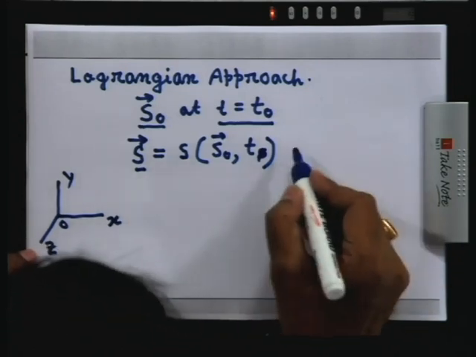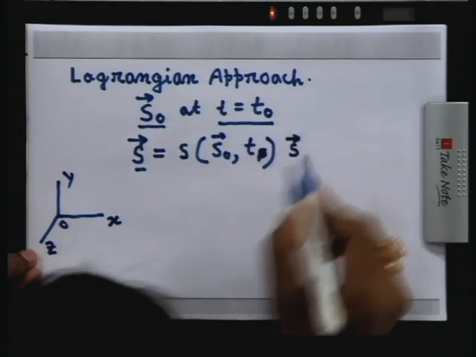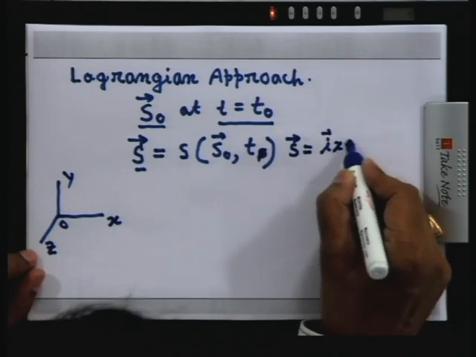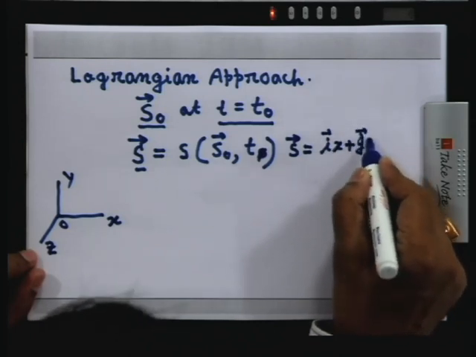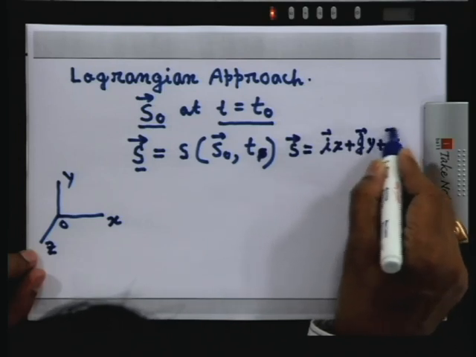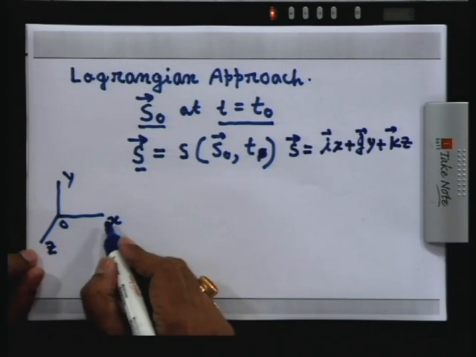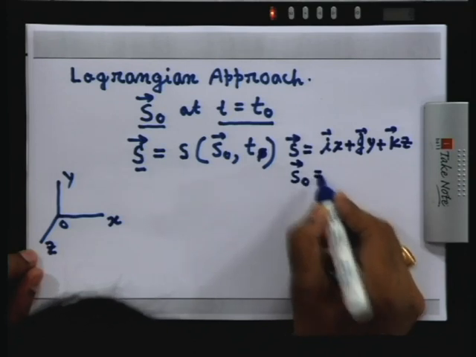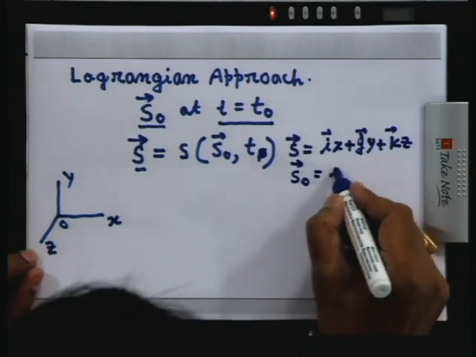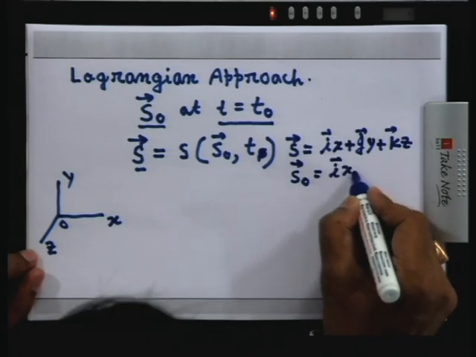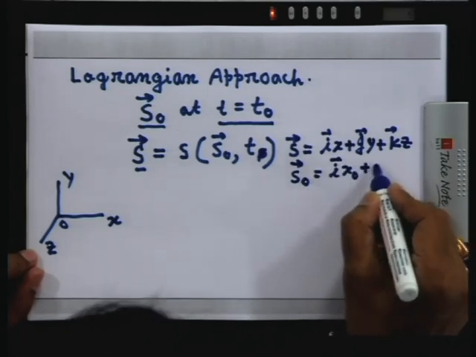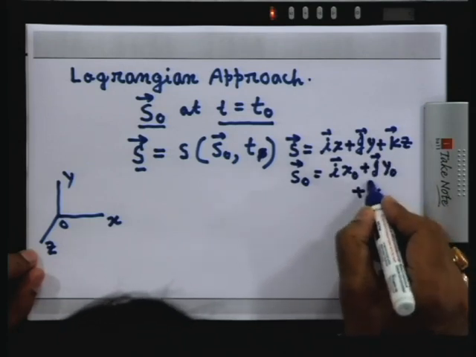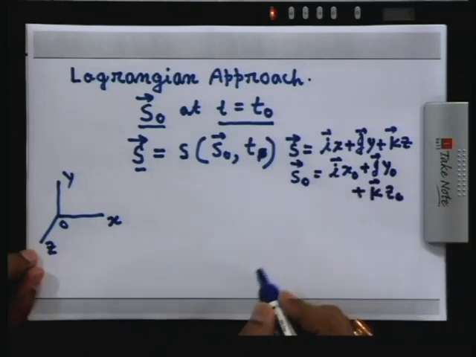This can be written where we can write this position in terms of its x, y, z position like this, in terms of i, j, k, the unit vectors along x, y and z. We can similarly decompose this initial position S0 with respect to the coordinate systems, that is x0 coordinate, the initial y coordinate, plus k z0. I think you can understand.